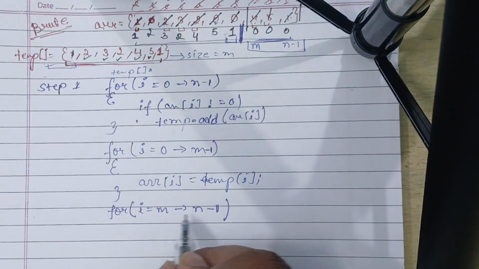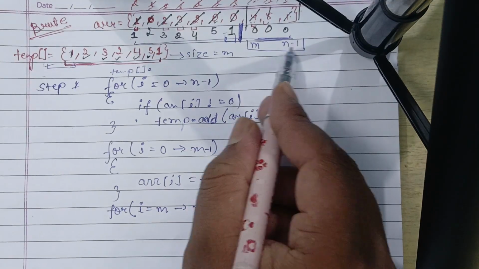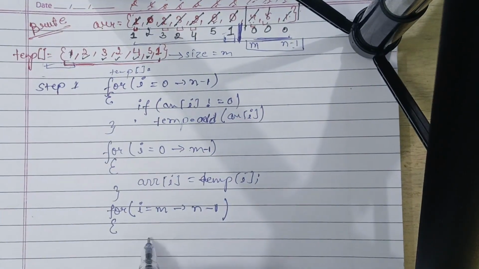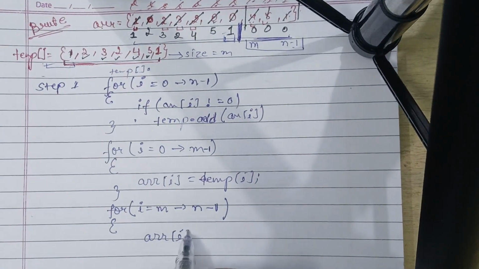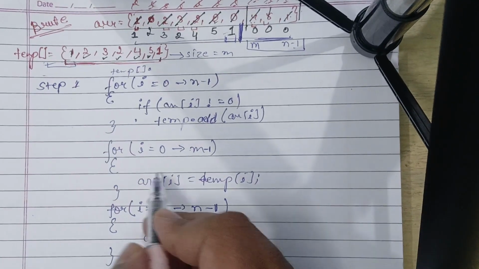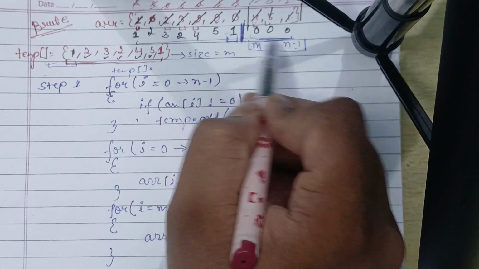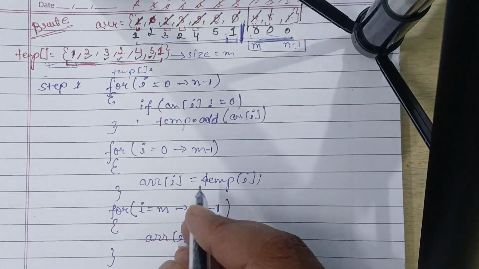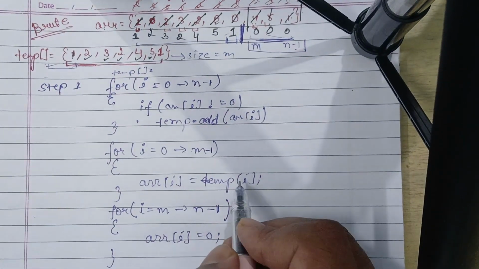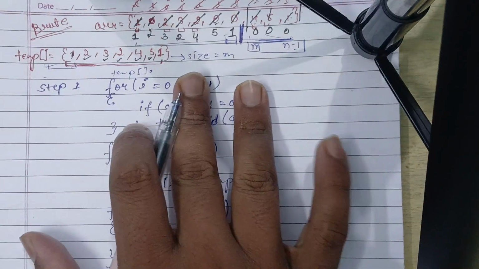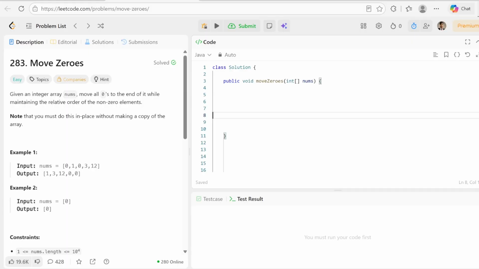So you will run a loop from m to n minus 1, and what you have to do is simply put the element equal to 0, because you have put everything which was non-zero in the array itself. You only need to put 0. So this was the whole pseudocode for it, and at the end we will see the brute force code as well as the optimized. So hello guys, now let's check out the code, how it actually works.